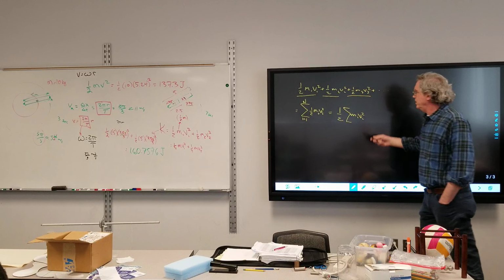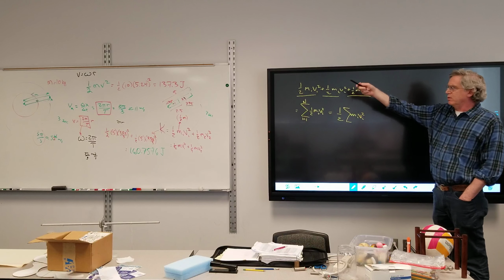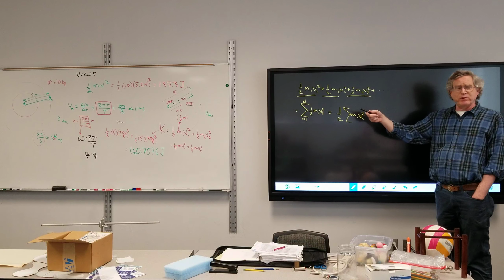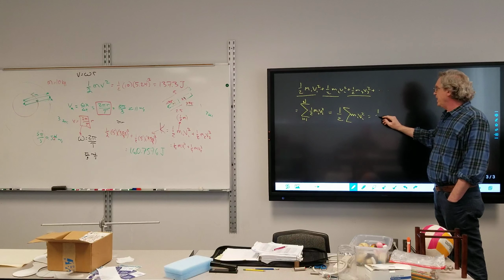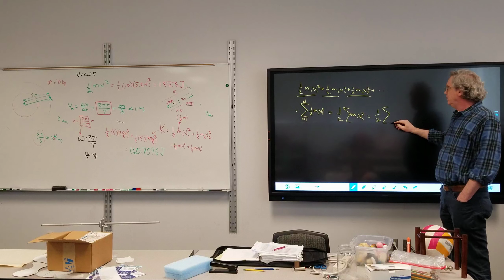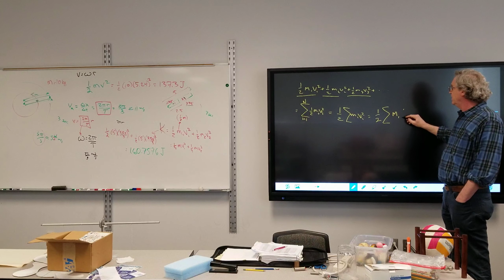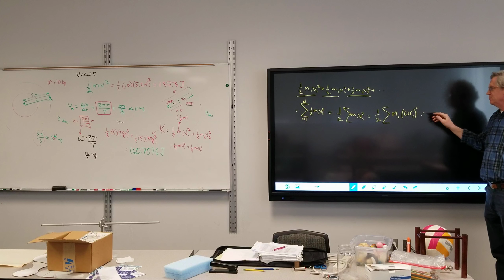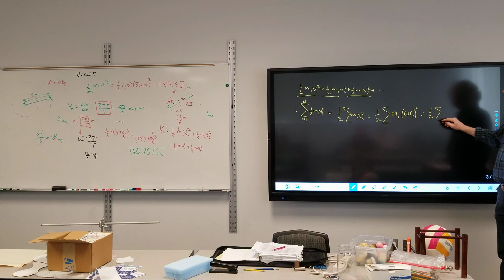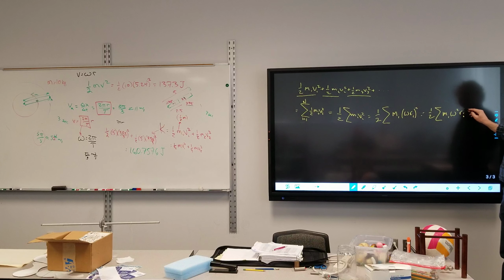So what I'm going to do is substitute out V sub I for that. Now omega is the same for everything, so it doesn't have a subscript. R is different, so this becomes 1/2 times the sum of m sub I times omega r sub I squared, which is just 1/2 times the sum m sub I omega squared r sub I squared.